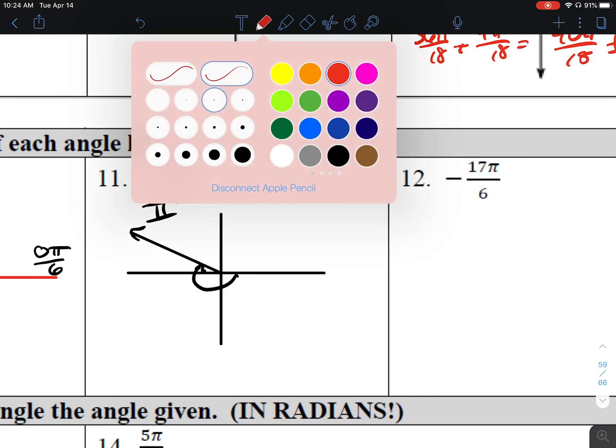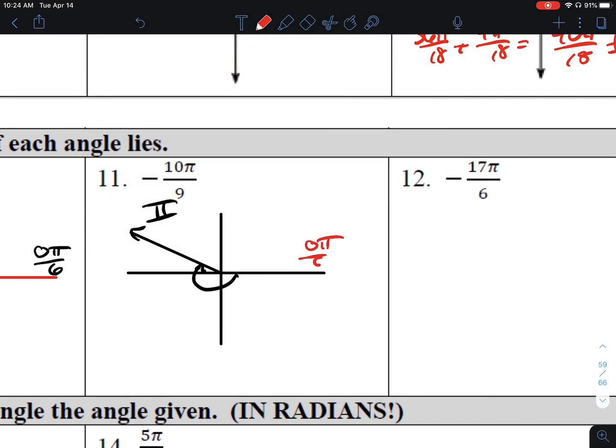If you need more of an explanation, we got 0 pi over 9. A complete revolution is 2 pi, which is 18 pi over 9. Halfway between 0 and 18 is 9 pi over 9. Halfway between 0 and 9 is 4.5 pi over 9.